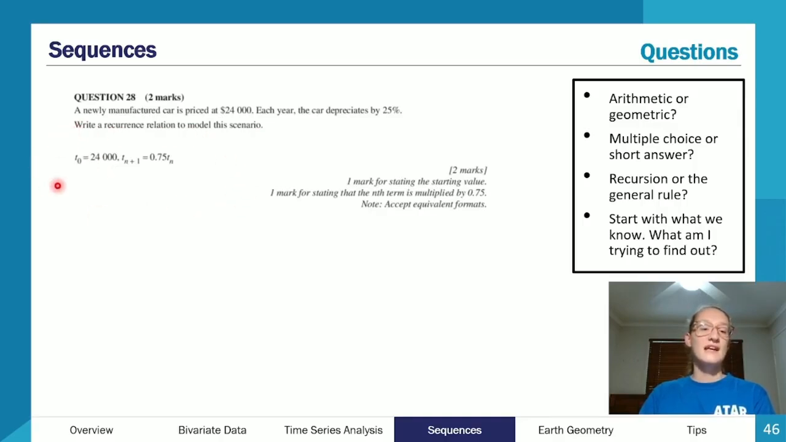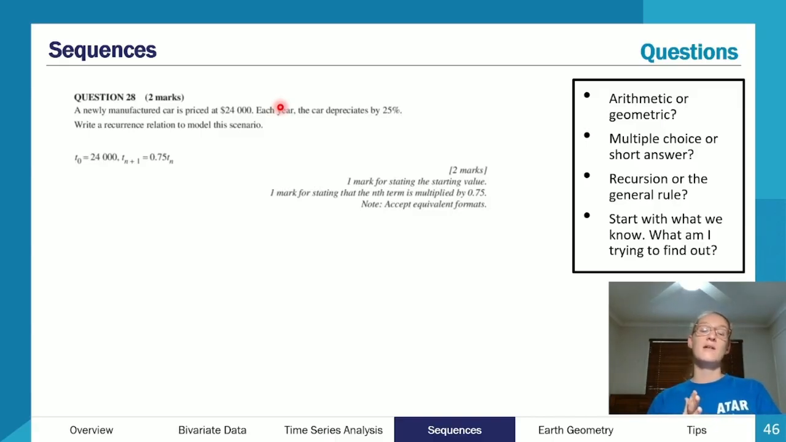So this is what they've written here. They said T0 equals 24,000, our starting value, and then we've got Tn plus 1 equals 0.75 Tn. So hopefully from that you've been able to figure out that this is actually a geometric sequence because the car's depreciating by 25% each year. So we need to use a common ratio to model that.